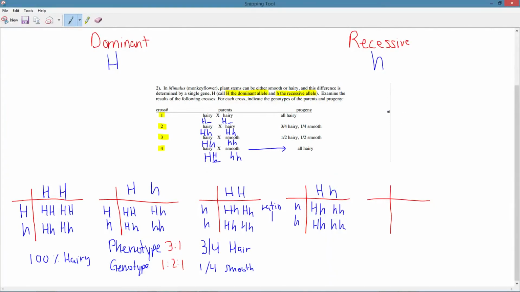Okay, so now we're done with half of the question. Now let's find the other half, which asks you for the ratios or the results of the progeny. Now, you know that hairy times hairy equals hairy. So you could have either an uppercase H and an uppercase H, or an uppercase H and a lowercase h, which you can write as uppercase H and dash. For number 2, you can have uppercase H, uppercase H, uppercase H, lowercase h for the 3/4 hairy. For the smooth, you need 2 recessive h's.